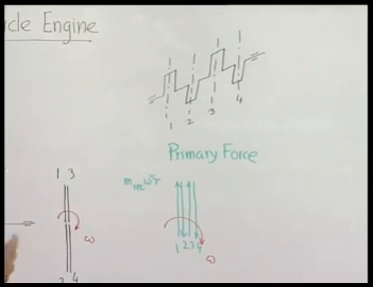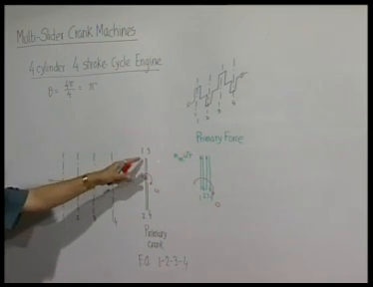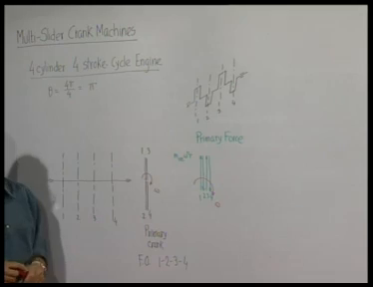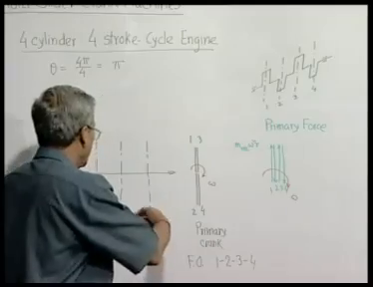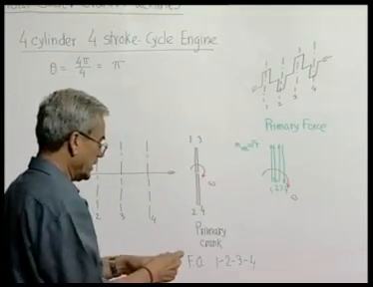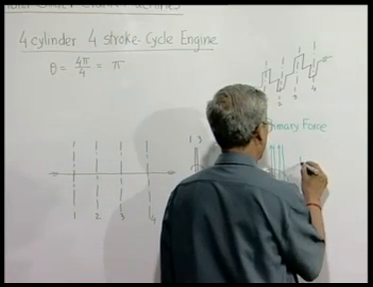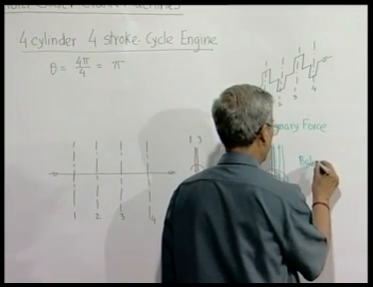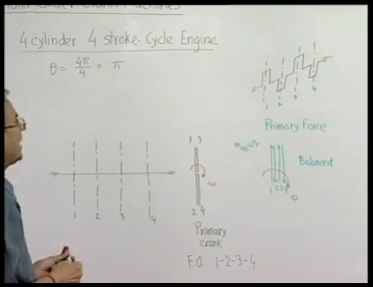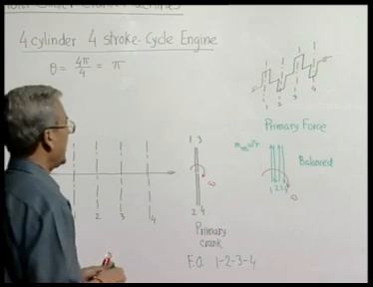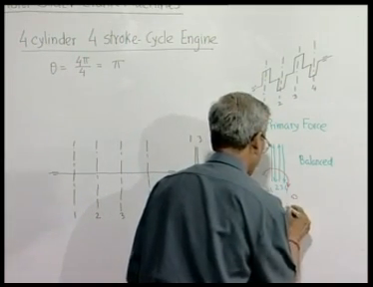So, it is very clear that the force diagram produced by the centrifugal forces of hypothetical masses placed at the crank pins balances itself. If those balance themselves, then obviously their components in any direction will also be balanced. So, the primary forces are balanced. Now, primary moment. For the primary moment, we can draw the diagram.